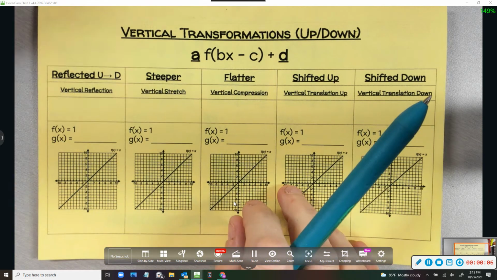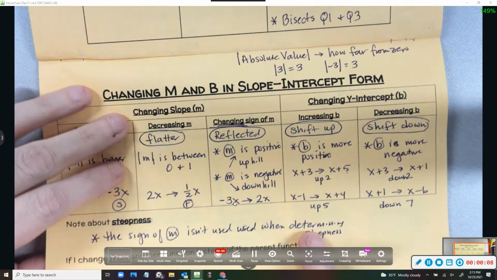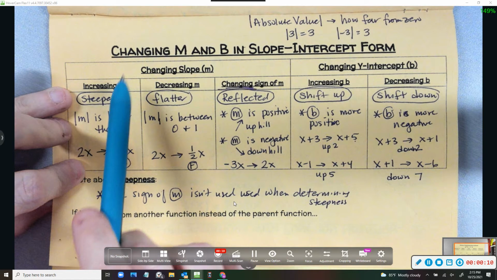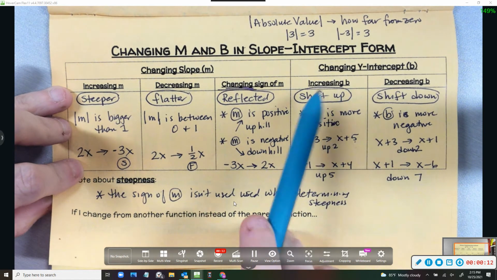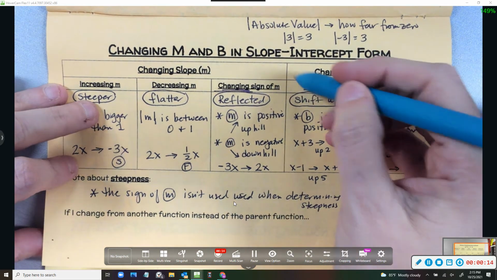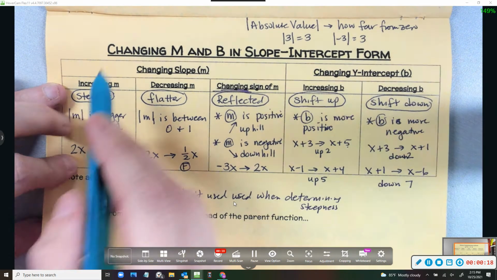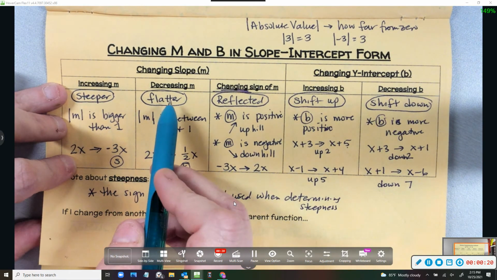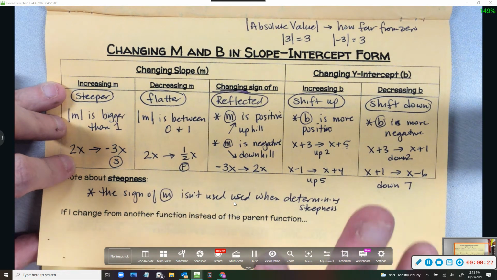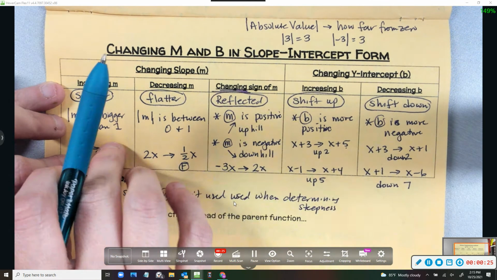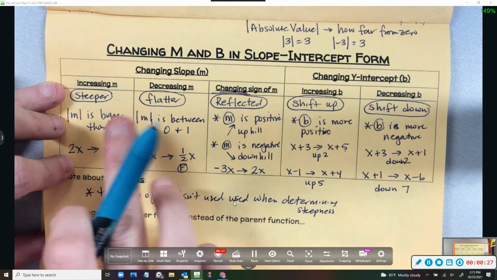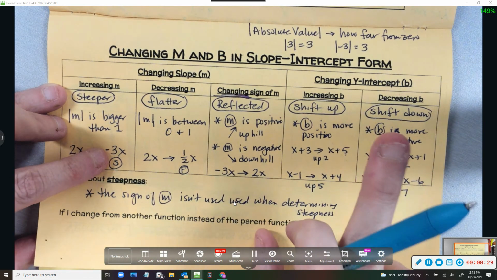Yesterday, or school yesterday, whatever, we did changes in m and b, and we talked about things getting steeper, flatter, reflected, shifting up, and shifting down. We talked about how I can't shift up and down at the same time, and we can't be steeper and flatter at the same time. So when we look at changes and we're talking about slope, we can see three different things. We could see a reflection, the steepness could change, and it could shift.